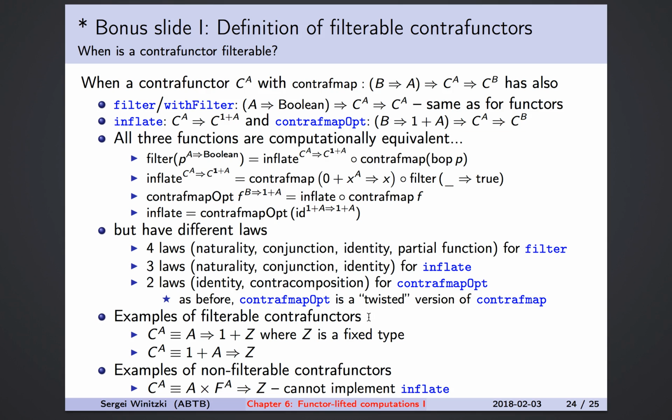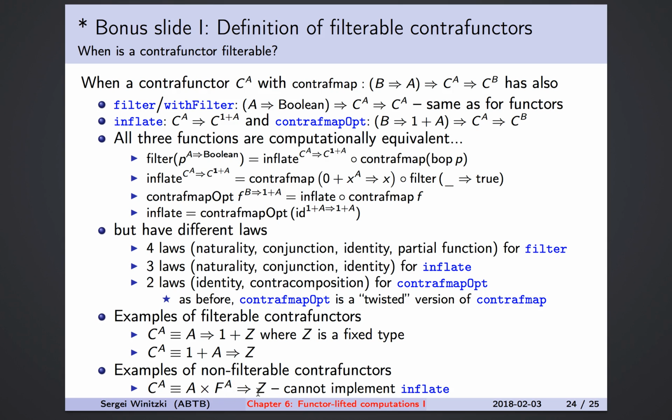What are examples of filterable contrafunctors? So here are some. From A to 1 plus z, where z is a fixed constant type. From 1 plus a to z, where again z is any constant type. What is a non-filterable contrafunctor? For example, this, where f is whatever. You cannot implement inflate for it, because to implement inflate, you would have to transform this into a c of 1 plus a, which means a function that consumes, you see, ca is a function that consumes a and other stuff. c1 plus a is a function that consumes 1 plus a and other stuff.